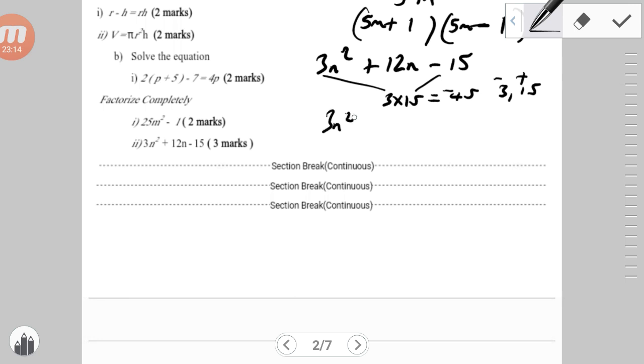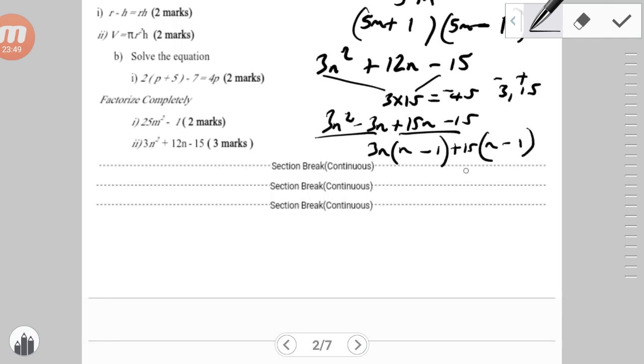So I end up with 3n squared minus 3n plus 15n, these are the 2 terms I'm putting in the middle, minus 15. Factorizing by grouping, you find that 3n is the common factor here. 3n divides into 3n squared n times, and minus 3n into 3n goes 1. The common factor on the right side is positive 15. 15 divides into 15n leaves n, and 15 divides into 15 goes minus 1. So therefore my result here is 3n plus 15 and n minus 1.